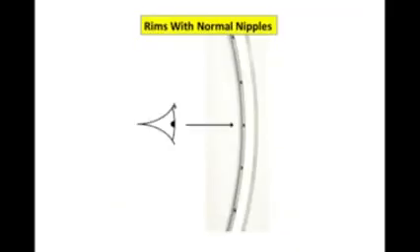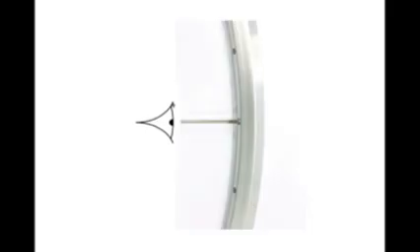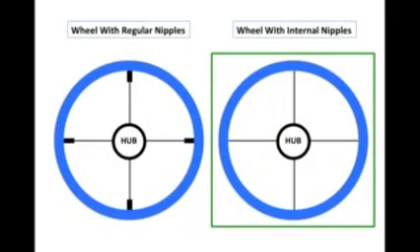That section was all about rims with normal nipples, where when you look at the holes, they are relatively large, and there's enough room for the nipple to visibly come through the rim. But there are many wheels where the nipples are internal and are hidden, and we have to know how to calculate ERD in that case as well.